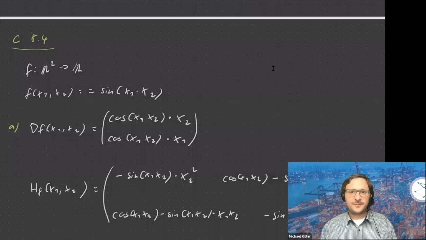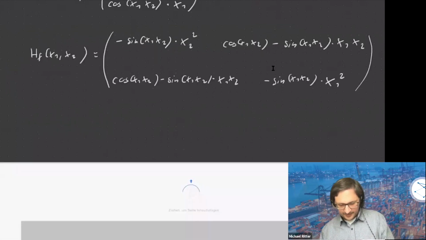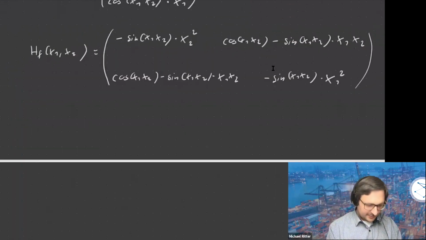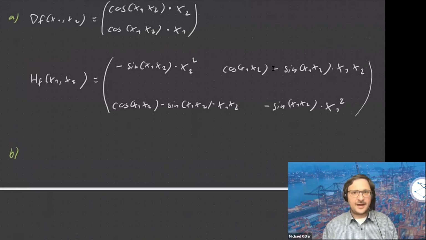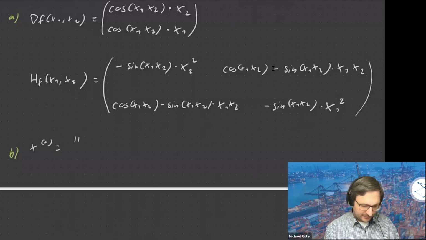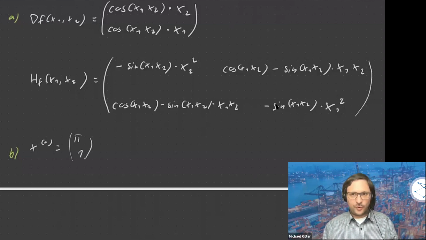So let's go on to Newton's equation. We now have the gradient and the Hessian. And in part B, we are asked to write down the Newton equation for the starting point x0 equals, or is it 1? No, pi 1, like this. Okay, so to write down Newton's equation, what we first need to do is compute the gradient and the Hessian at that point, and then we're ready to write down the equation.